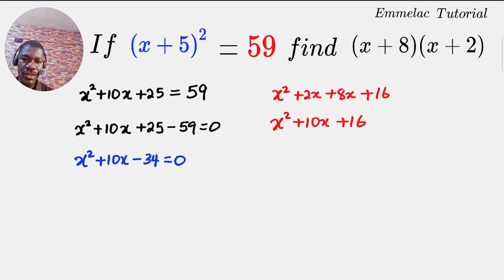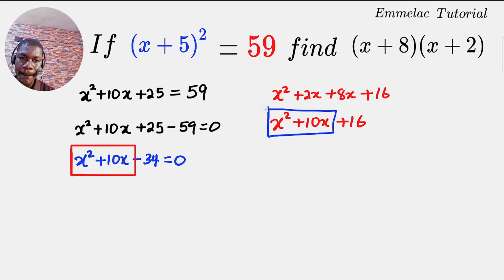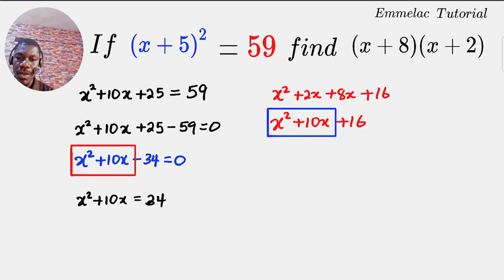Now do you notice something here? Here we have x² + 10x, and the same is applicable here. So what we just need to do is, from this point, make x² + 10x the subject of relation. x² + 10x = 34, which implies that x² + 10x = 34.